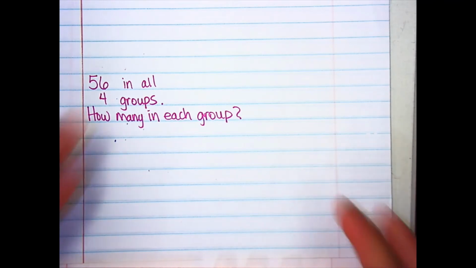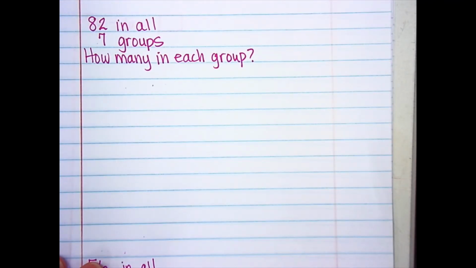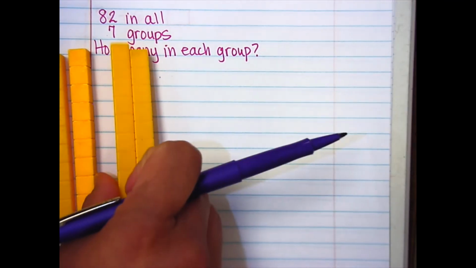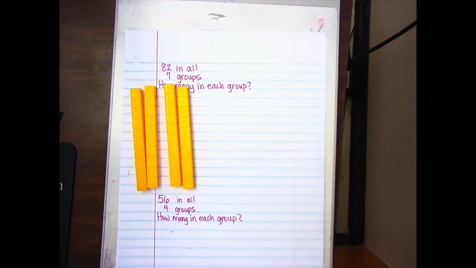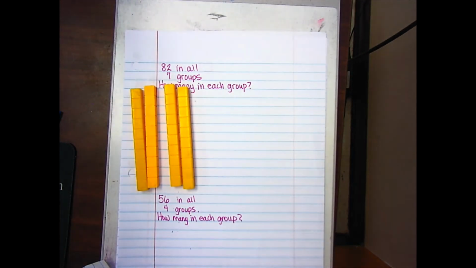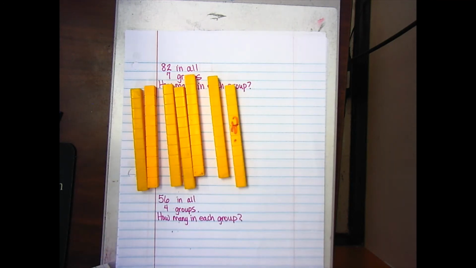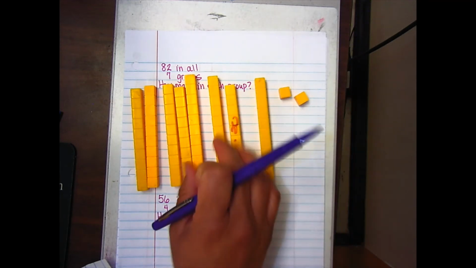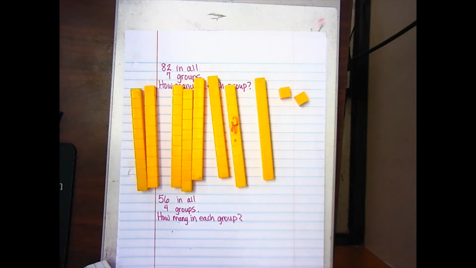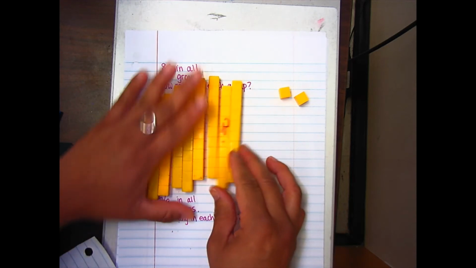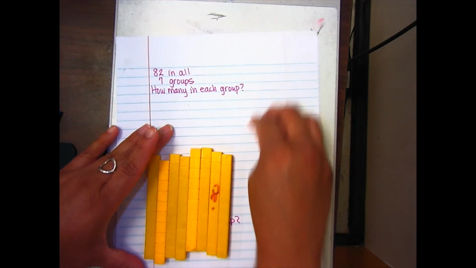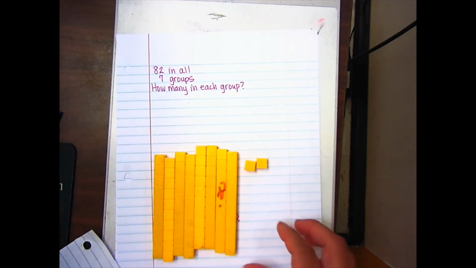Okay, 82 in all. So let's model that one. 10, 20, 30, 40, 50, 60, 70, 80, 81, 82. So here's 82 in all. And then I'm going to separate them into 7 equal groups.